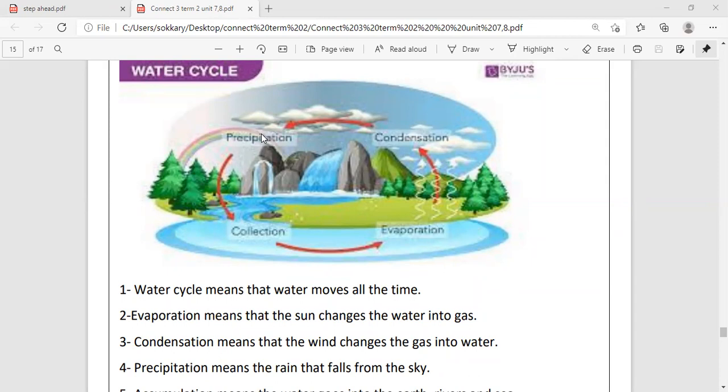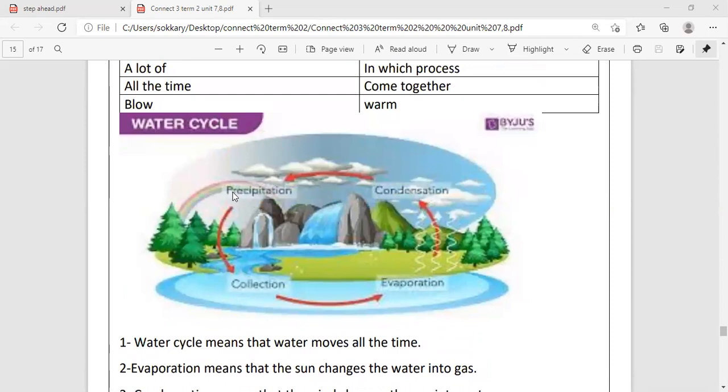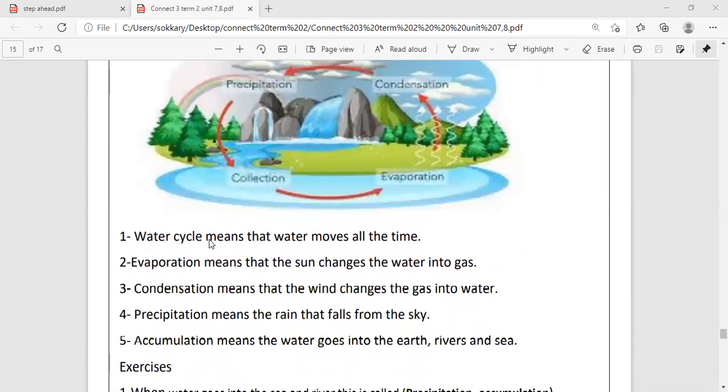Precipitation means that the rain falls from the sky. The rain falls from what, students? Sky. The rain falls from the sky. This process is called the precipitation. And then what happens? The rain which falls on the ground goes into the earth and rivers and into the sea. This is called accumulation.